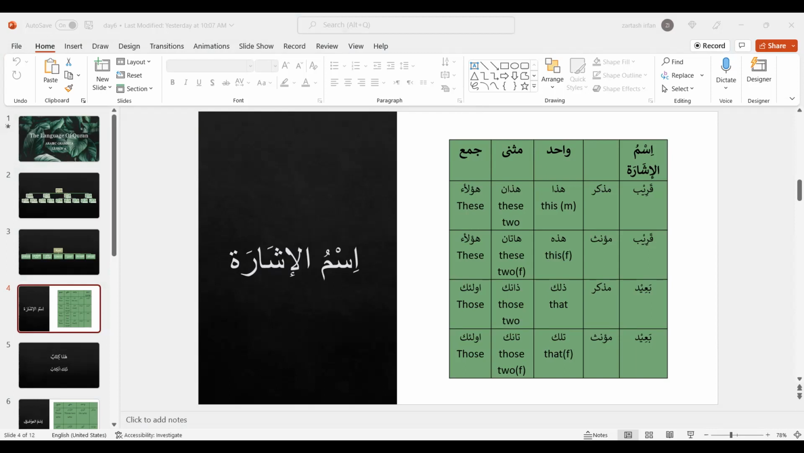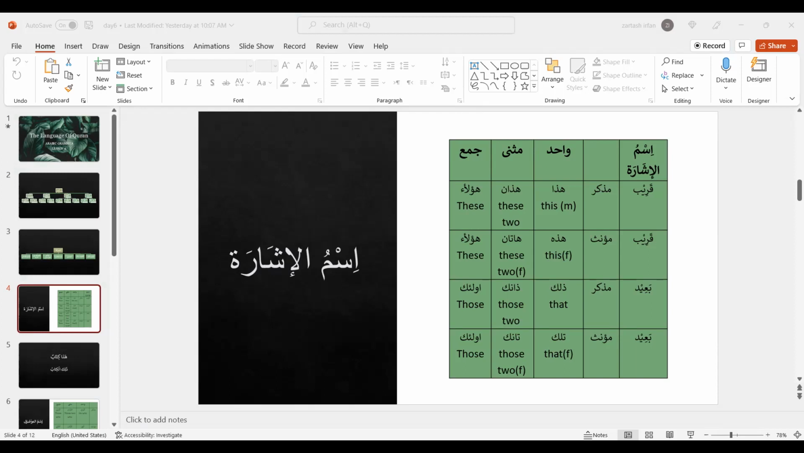Again, for Kareeb, Monas means those objects which are feminine or which are considered as feminine, and which are close to us. It has Hazihi for Mufrad, which means this. Hatani, these two. And Haulai, these or these all. So this is the chart for Kareeb objects, whether they are Muzakkar or Monas. Haza, Hazani, Haulai. Hazihi, Hatani, Haulai.